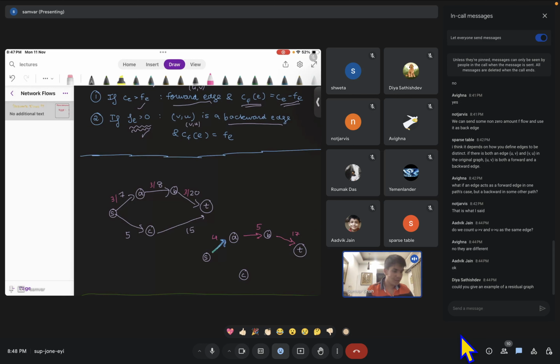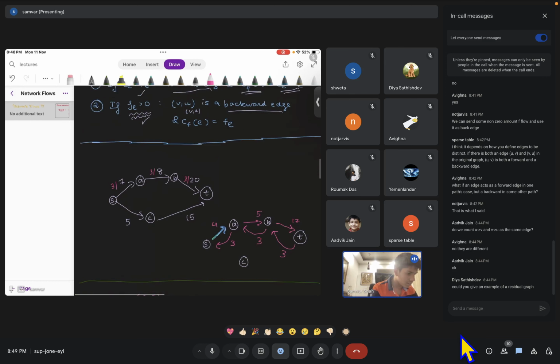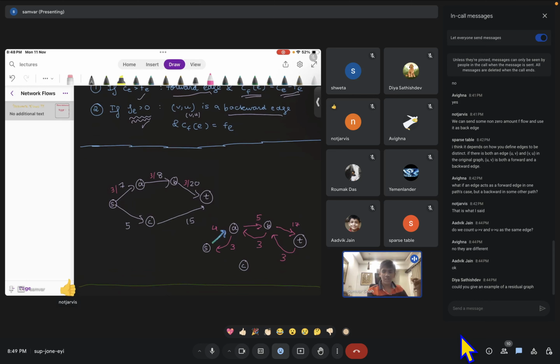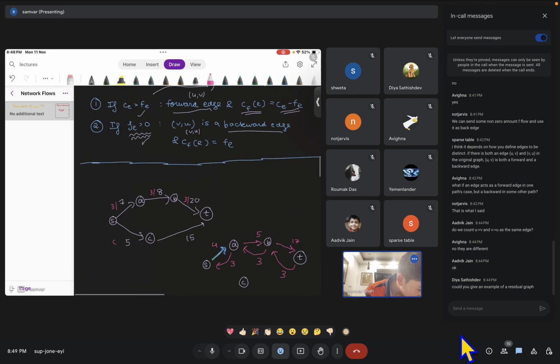But there are going to be more edges. Are there? Yes, because the flow is greater than 0. Since the flow is greater than 0, you're going to have A to S being equal to 3, B to A being equal to 3, and T to B being equal to 3. I didn't make a mistake, right? I think this is correct. So the backward edges are just basically what you can undo. And now S to C, it has zero flow pushed.